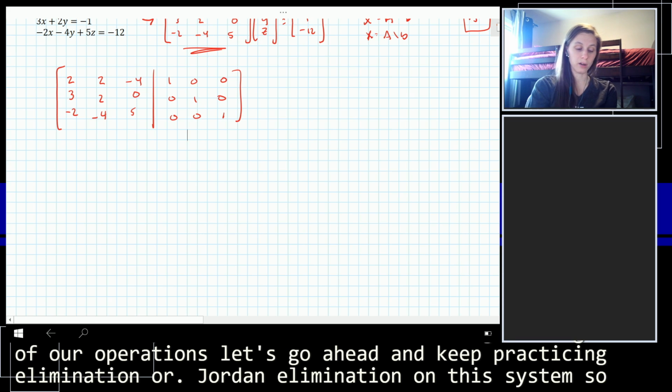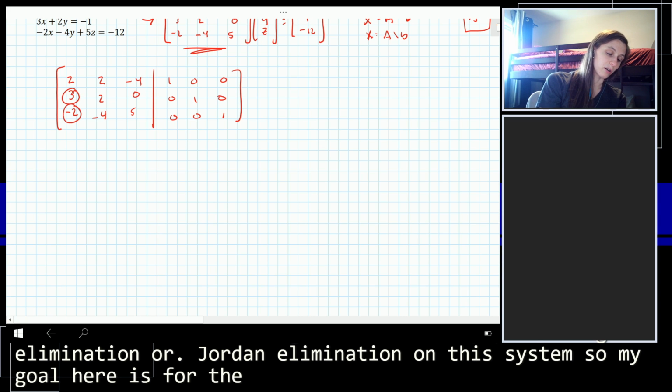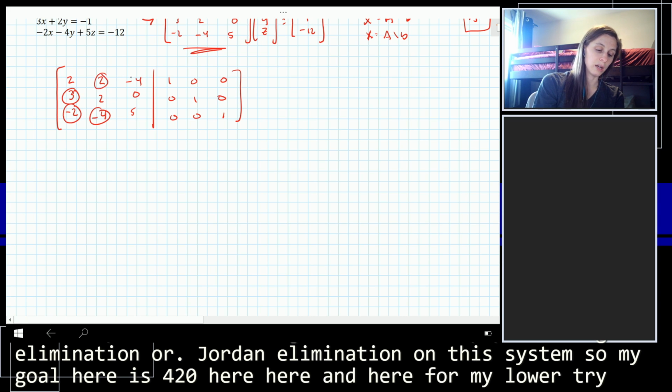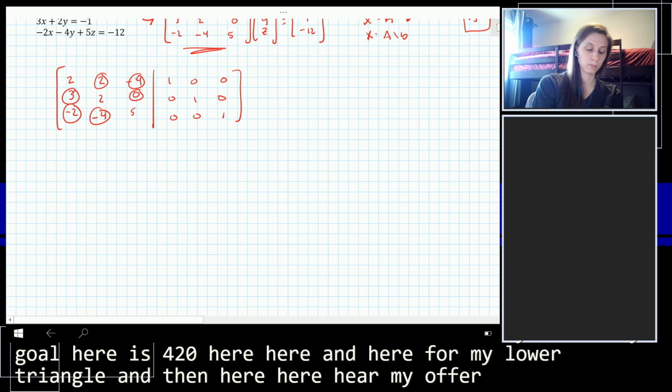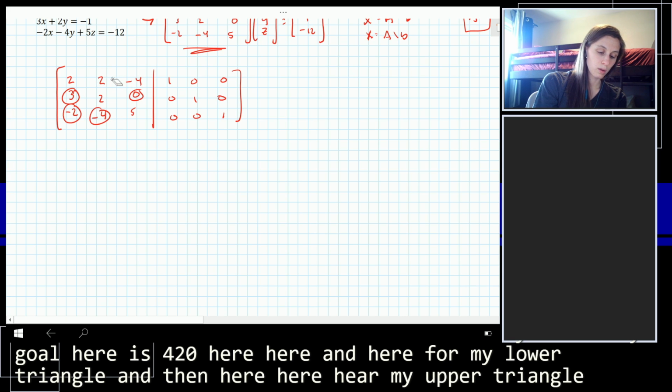My goal here is to put a zero here, here, and here for my lower triangle, and then here, here, and here for my upper triangle. Same thing I did previously.